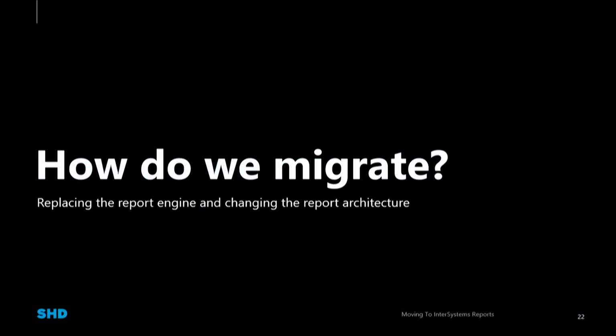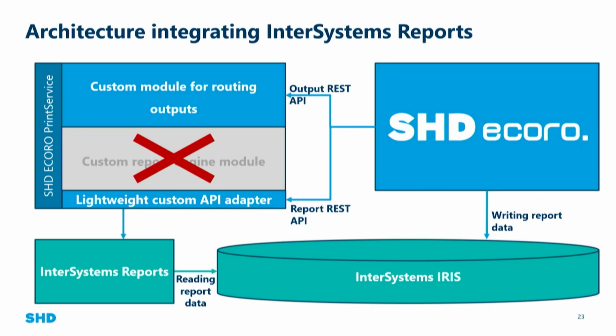So how do we migrate? We decided to eliminate the custom report engine module and replace it with a lightweight custom API adapter. And of course, use InterSystems Reports and eliminate SAP Crystal Reports. For us, there are many advantages in this variant, because we need a lot less code to make this interface. We can shift the work from the dev team to the DevOps team. That is an advantage for us too.